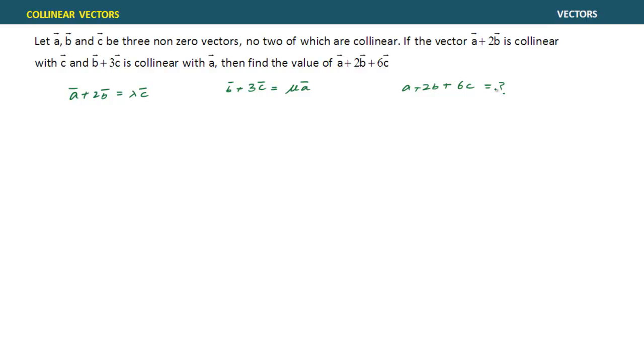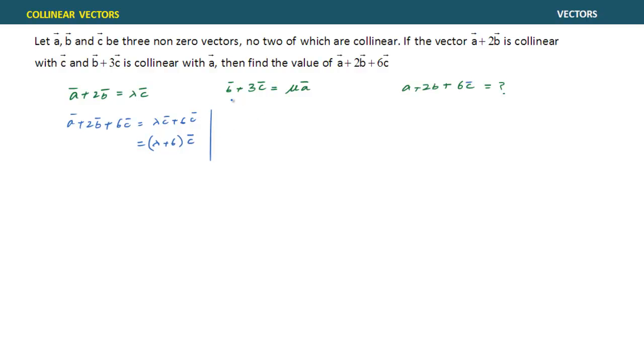Okay, now let's see how this question has to be attempted. It's a very good question to understand the concept of vectors. So if you see here a plus 2b, here there is also a plus 2b. What is missing is the 6c component. So let's add 6c on both sides. If the vectors are equal, then the addition will not make any change. So this actually becomes lambda plus 6 times c vector.